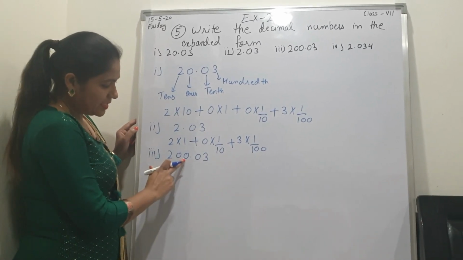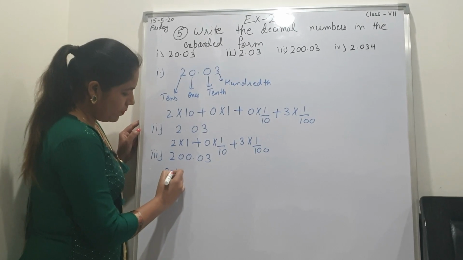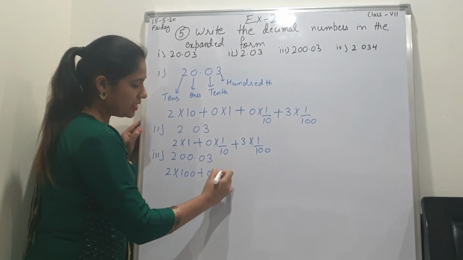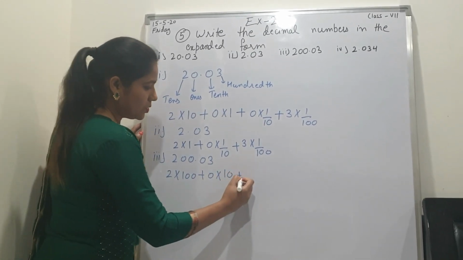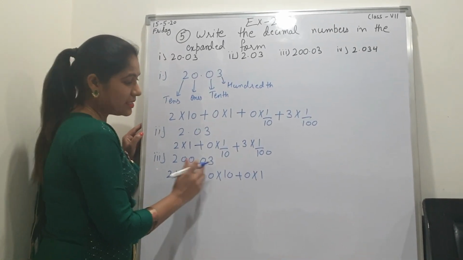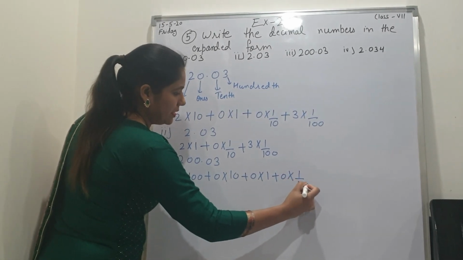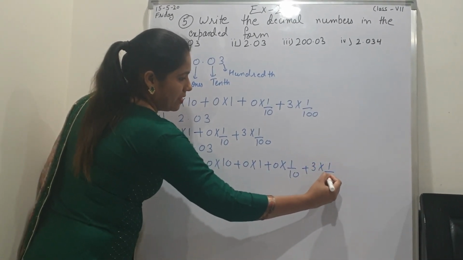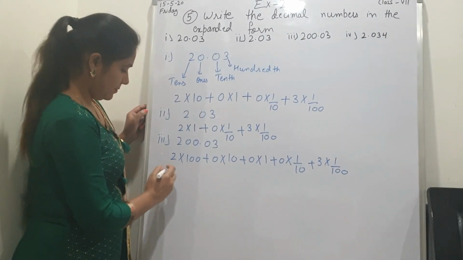See the third point, 200.03. Hundreds, tens, ones. It means 2 multiply 100 plus 0 multiply 10 because it was the tens place. It is ones, so 0 multiply 1. Now this one is the tenth place, 0 multiply 1 upon 10. Then 3 multiply 1 upon 100. So this is our third part.